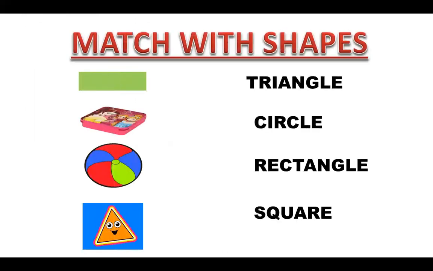Match the following. Okay? Match with shapes. This one, what is the shape of this object? It is a rectangle. But where is the rectangle? We have to see triangle, circle, rectangle here. Okay, so match it. Next, what is this? This is the shape of a square. Where is the square? Triangle, circle, rectangle, square.